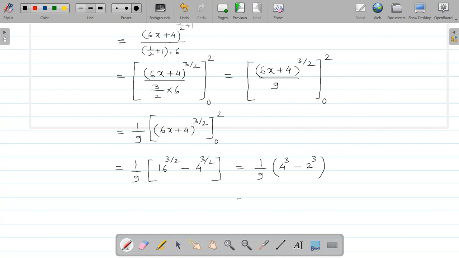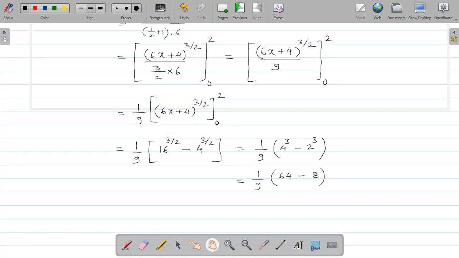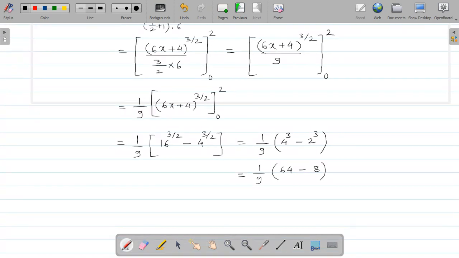Then what will you get here? 1 upon 9 into bracket 4 cube is 64, minus 2 cube is 8. Okay, and hence after this you will get the calculation, that is 64 minus 8, that is 56 upon 9 square units.